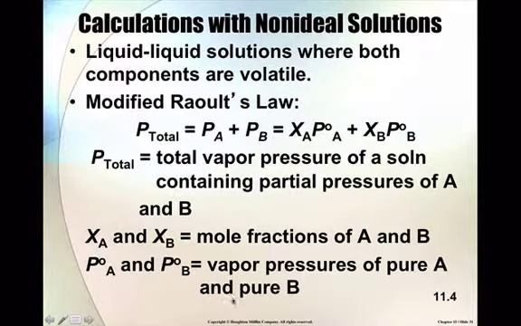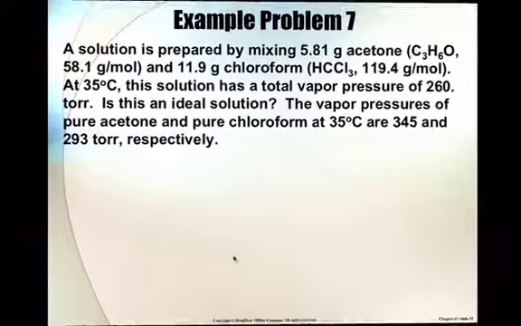Okay, calculations with non-ideal solutions. Not only can we predict what type of vapor pressure we would see, lower, higher, whether it's ideal or not, we can do some calculations where if we put a liquid solute with a liquid solvent, that means both of our components are volatile, we can still calculate the vapor pressure of the solution. What we do is we just do Raoult's law, except we have it for A and we have it for B. So we have it for the solute and the solvent. And we're going to do an example problem with one of these.